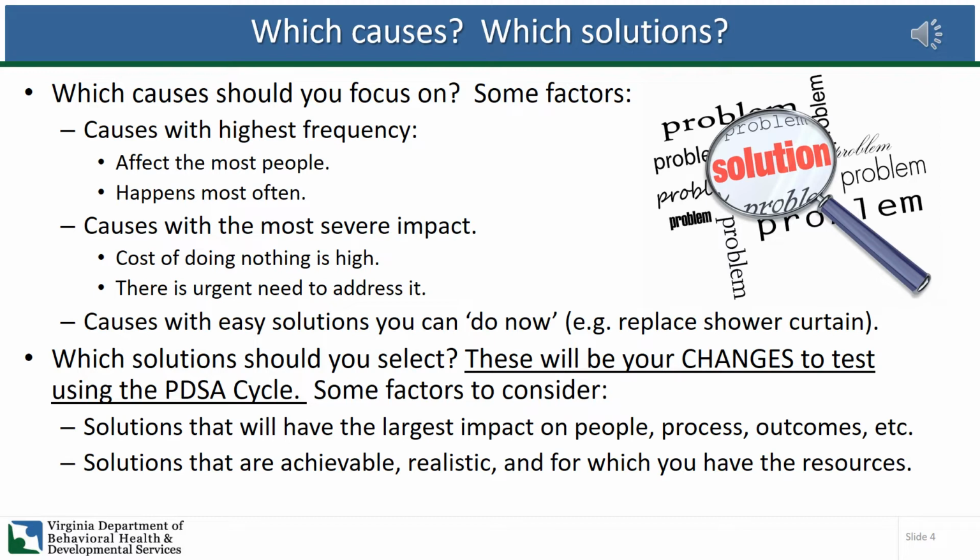So once you've identified which causes you want to focus on, you then need to think about which solutions you should select. Again, these will be your changes to test using the Plan, Do, Study, Act cycle in the model for improvement. Here are some factors to consider. You could consider focusing on solutions that will have the largest impact on people, processes, outcomes, etc. You could also focus on solutions that are achievable, realistic, and for which you have the resources. These are important decisions that your team is going to have to think through and decide together.